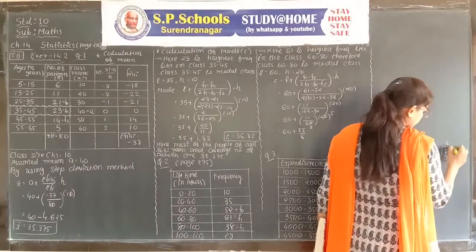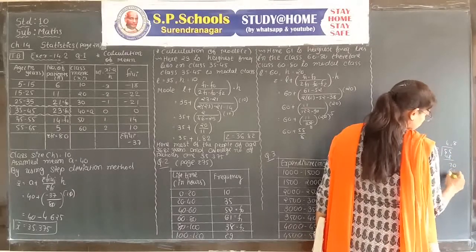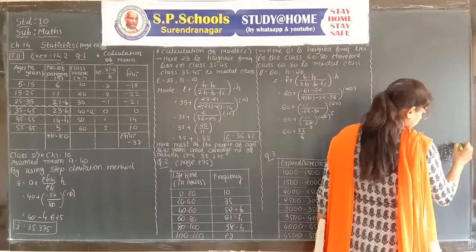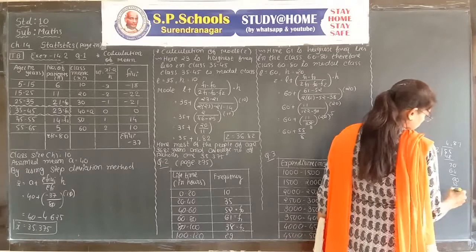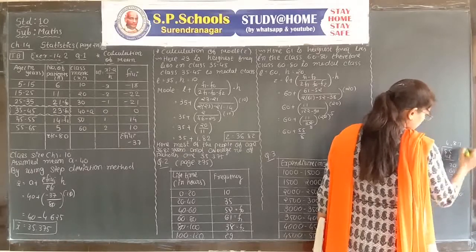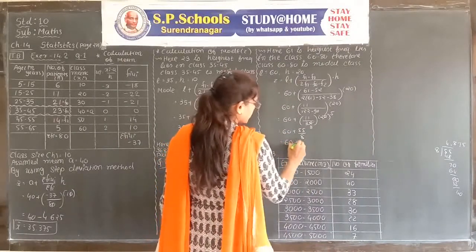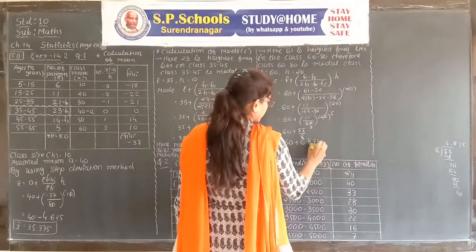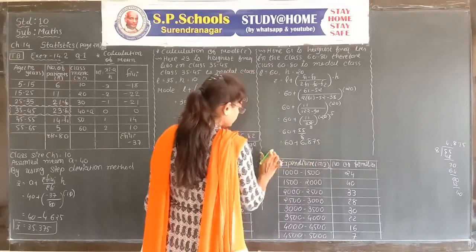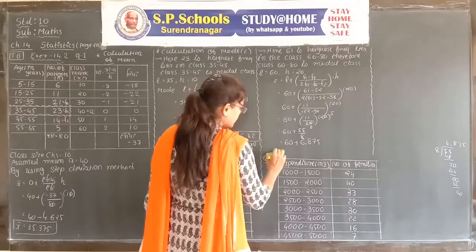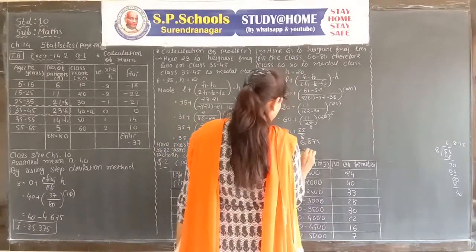55 divided by 8 gives 6.875. 60 plus 6.875. That's why Z is equal to 66.875.